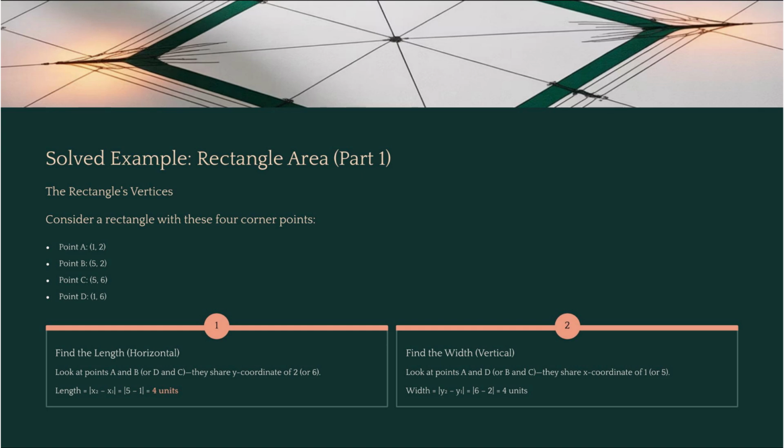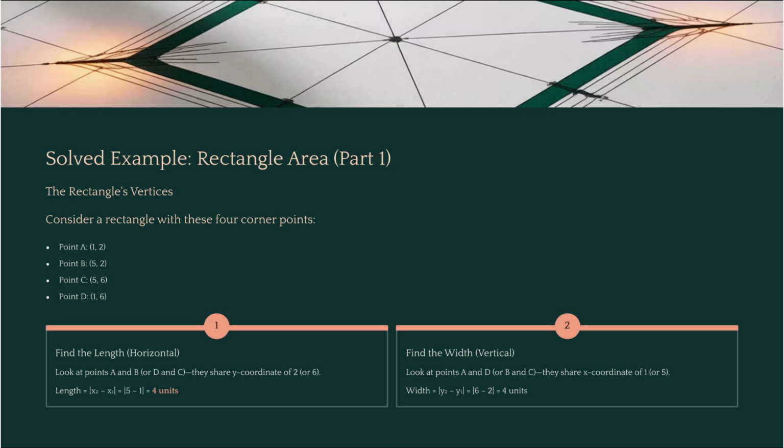Let's find the area of a rectangle with vertices at A (1, 2), B (5, 2), C (5, 6), and D (1, 6). First, find the length, horizontal. 5 minus 1 is 4 units. Then, find the width, vertical. 6 minus 2 is 4 units.